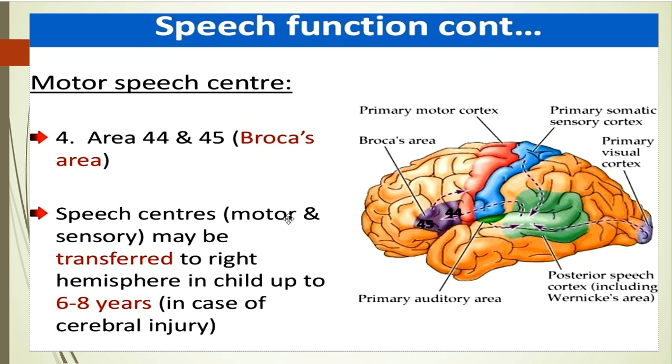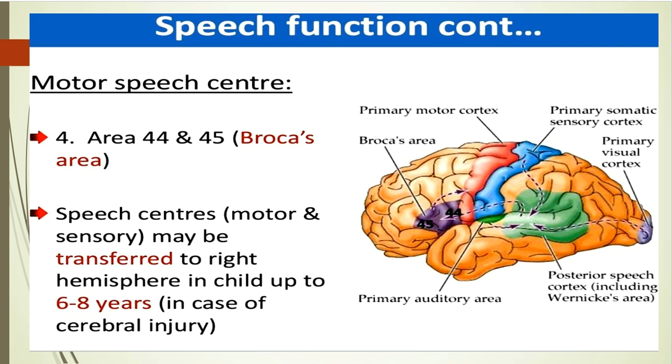The speech centers, motor and sensory, may be transferred to the right hemisphere in children up to 6 to 8 years in case of cerebral injury. The speech function appears to be relatively new in the course of evolution, so speech functions are not well localized. Speech center development is anatomically predisposed at the early ages of the embryo's existence, but adequate functioning requires quite long training. That is why the speech centers become apparent after birth and occupy only one hemisphere as a rule.